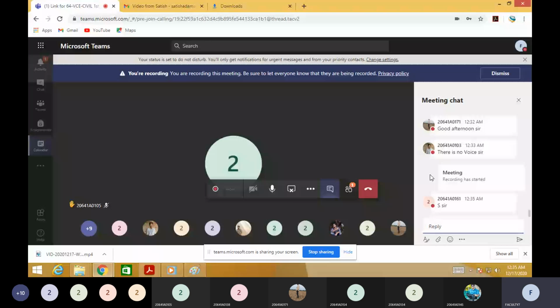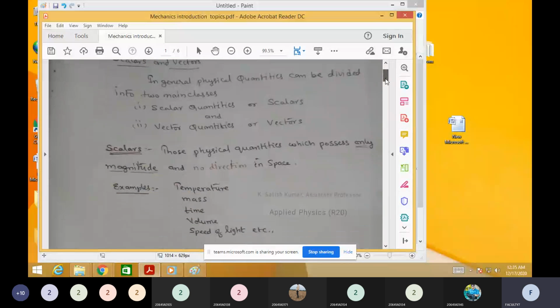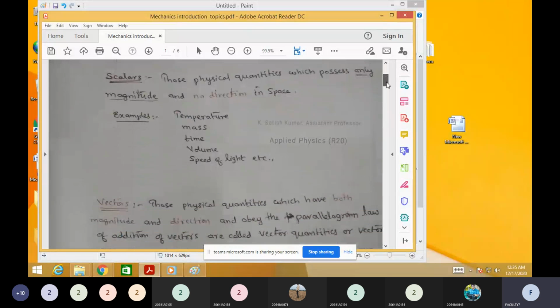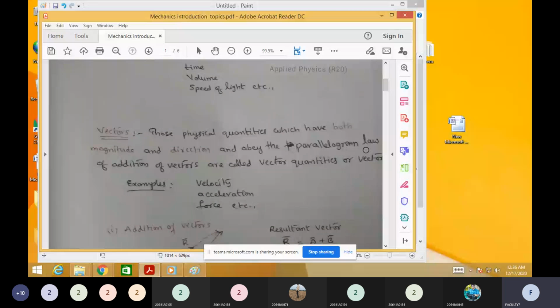Now, I am going with the previous explanations. Let us see what we had explained in the previous classes. We started with scalars and vectors. There we defined what a scalar is, with some examples. Next, we saw the vectors. What is a vector? What is the law that should be obeyed by a vector?